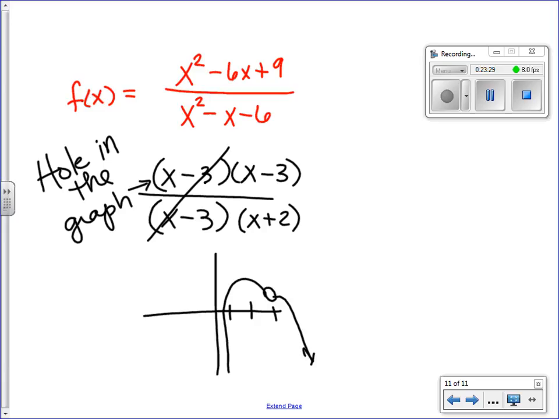a hole in the graph comes from factors that cancel. It's still a discontinuity. Okay? It's still a discontinuity. It's just not an asymptote.